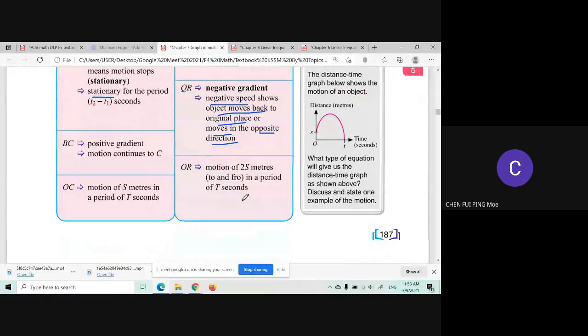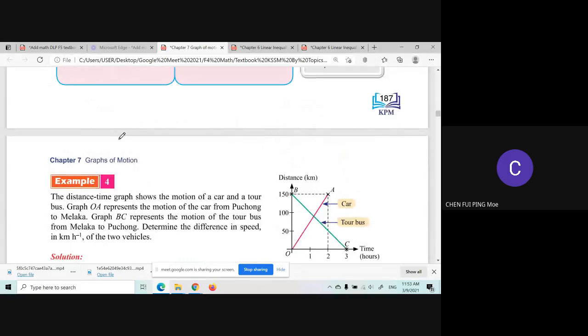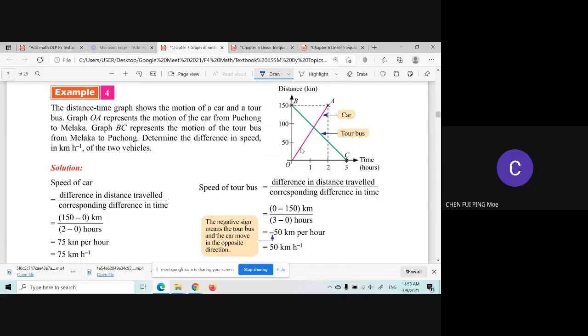Okay, so now look at the example. I think with the example you can understand better. Look at example 4 at page 187. This distance-time graph shows the motion of a car and a tour bus. You need to know which one is the car. This one is the car, this one is the tour bus. Graph OA represents the motion of the car from Puchong to Melaka, and graph BC represents the motion of the bus from Melaka to Puchong.